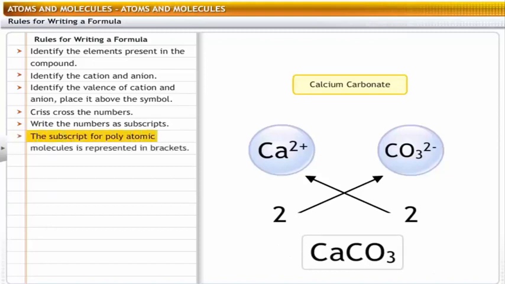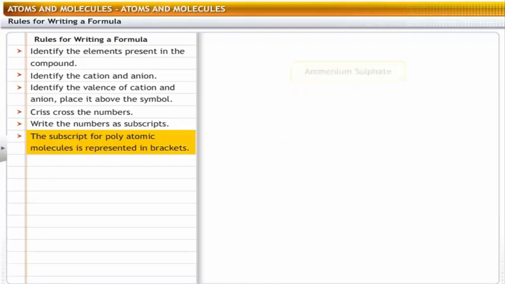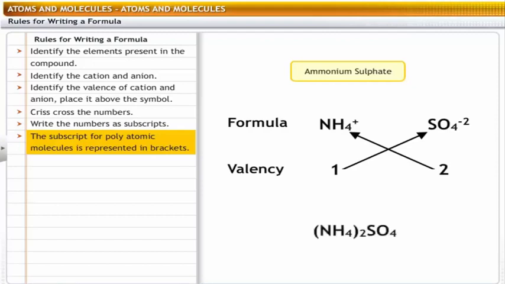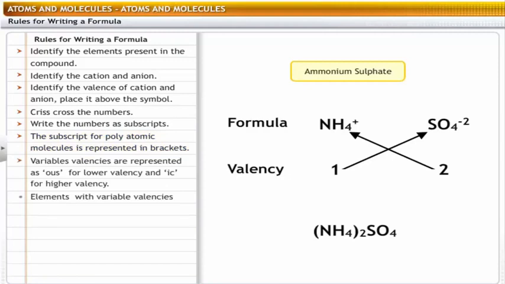For compounds formed with polyatomic ions, the ion is enclosed in a bracket before writing the number of units. For example, ammonium sulfate. It has both ammonium and sulfate ions. The valency of an ammonium ion is 1 and sulfate is 2. When we cross-multiply, ammonium has a subscript 2. This 2 is written outside the bracket.